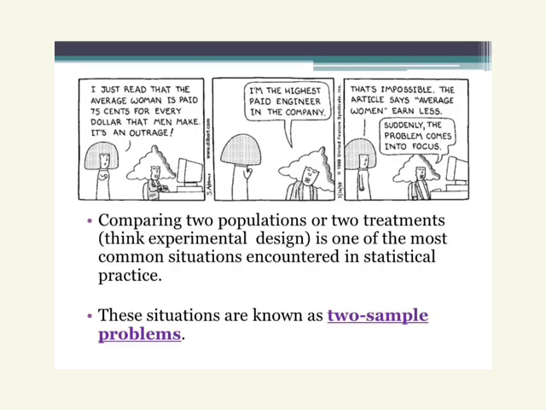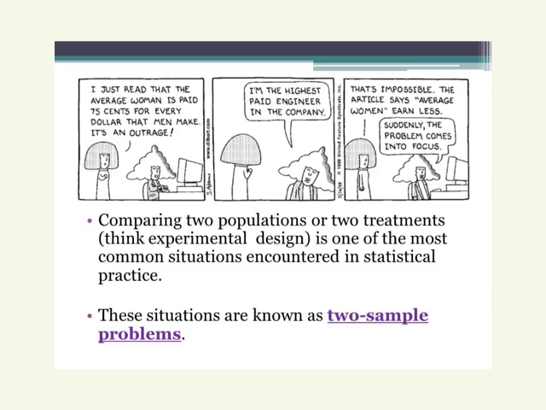In this cartoon, as you can see, we've got two ladies talking. "I just read that the average woman is paid 75 cents to every dollar that men make. It's an outrage." In the second box: "I'm the highest paid engineer in the company." The third box: "That's impossible. The article says average women earn less." And suddenly the problem comes into focus. Well, in this cartoon, they illustrate a great example of what we're going to do here in Chapter 13.